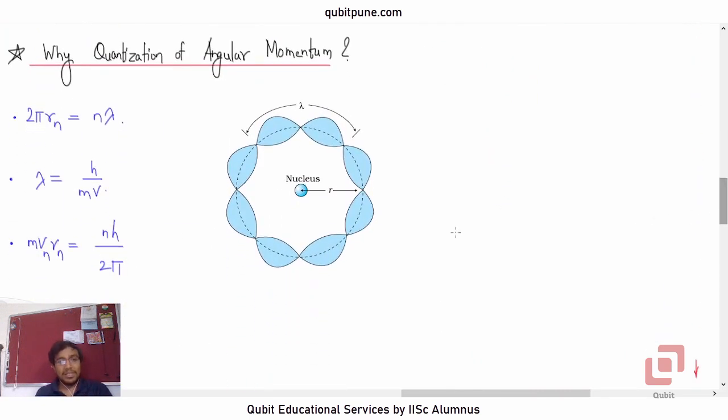Now, Bohr was unable to explain his postulate. Why should angular momentum be quantized? There was no explanation to that, although that assumption explained everything nicely. So here we go to our previous chapter, dual nature of radiation and matter, symmetry arguments, and the de Broglie hypothesis.